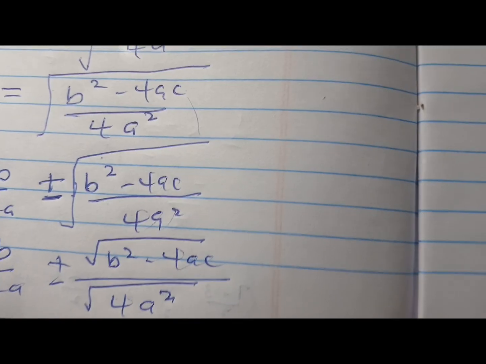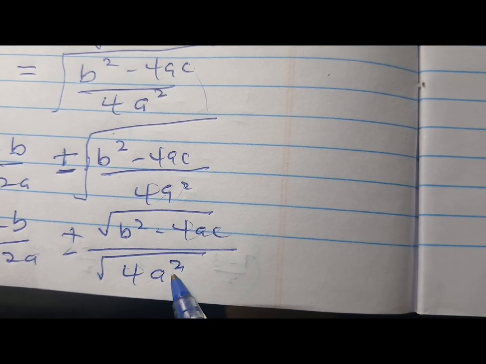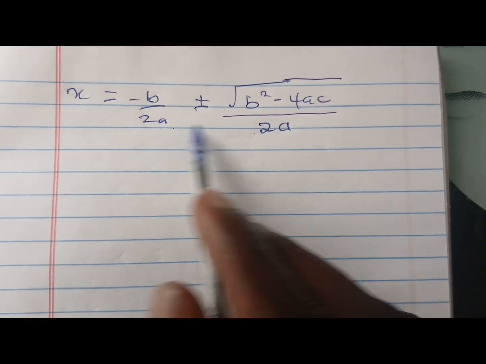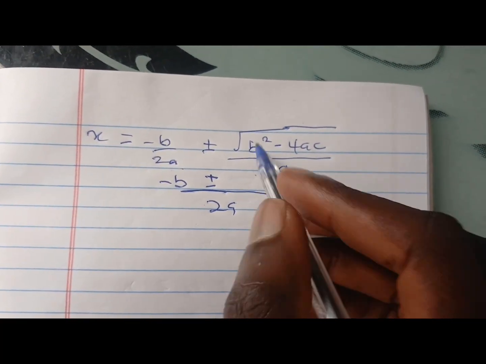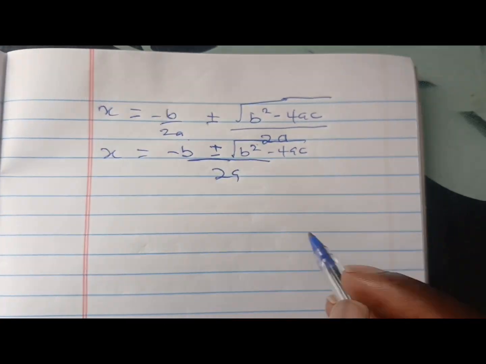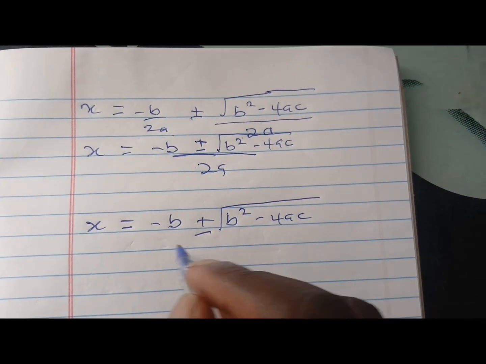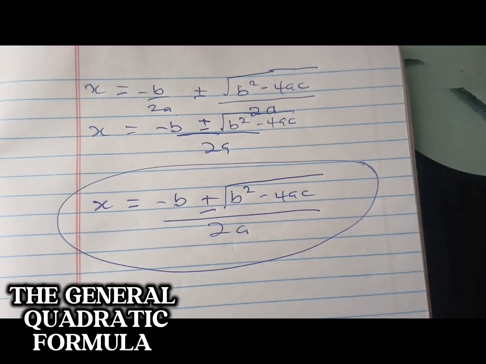Now square root of 4a squared. Now square root of 4 is 2. The square root of a squared will be a, so we'll be left with 2a. And this is the general quadratic formula.